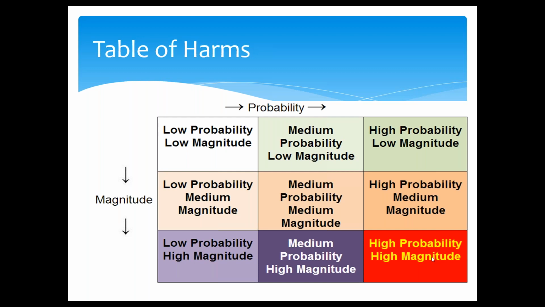Obviously, we want to avoid the red square when it's risks. And we want to get into the red square when it's benefits. That's the goal. Obviously we can't meet that all the time, but that's the goal. Now, this is relative, of course. The table of harms is relative to the benefits.